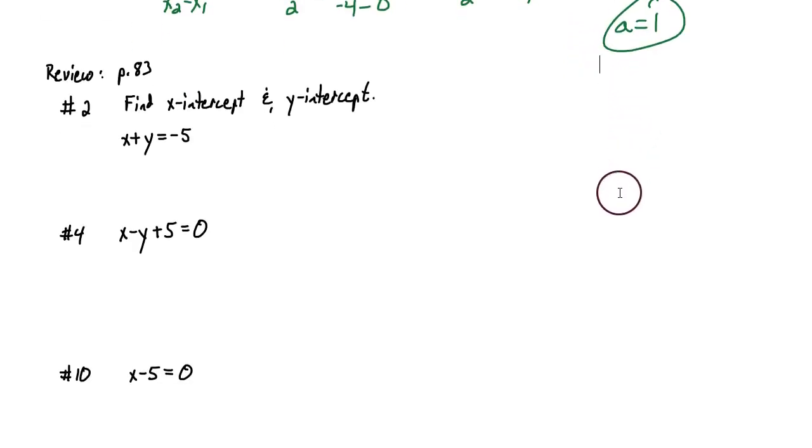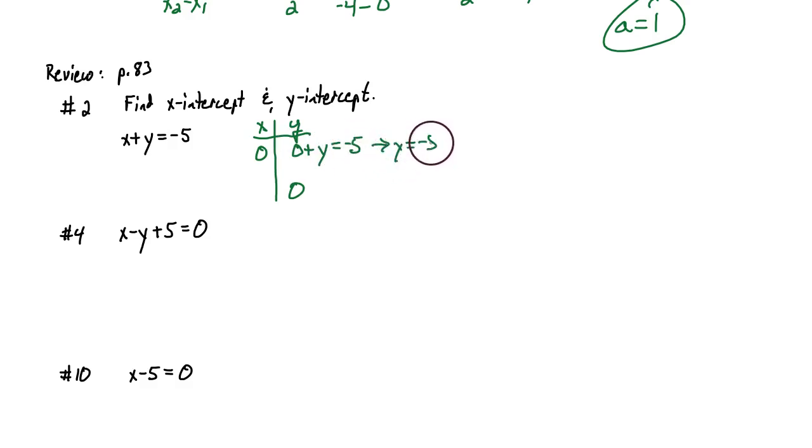Now the review assignment. We're going back to page 83 where we were doing x-intercept and y-intercept. Our technique was to make a 2-column table and to choose 0 for x and figure out y, and then to choose 0 for y and figure out the x. Let's do that. We get 0 plus y equals negative 5. That just means y equals negative 5. That's the y-intercept.